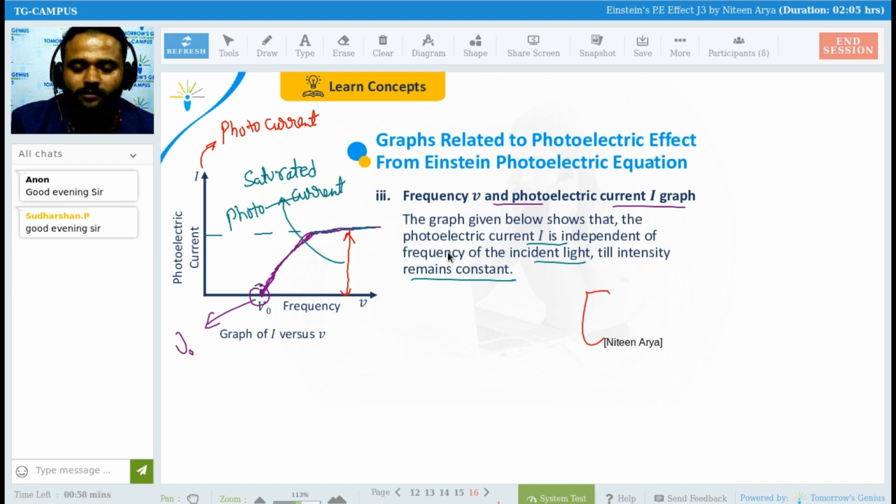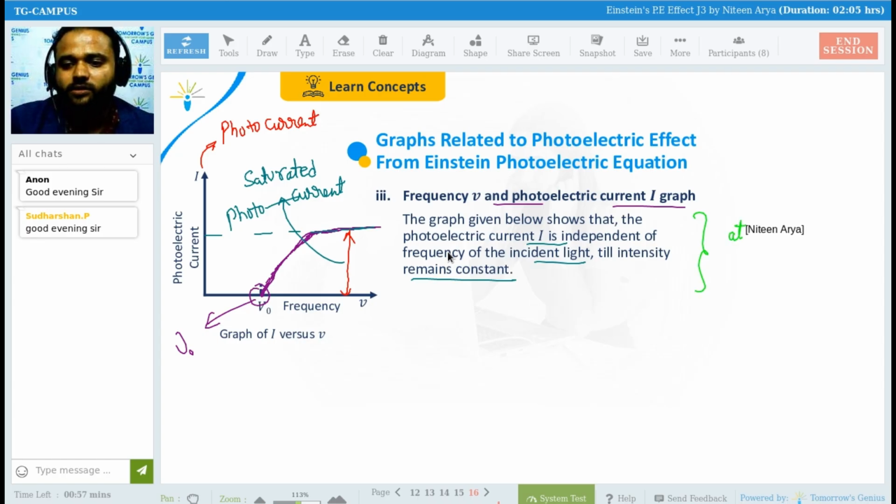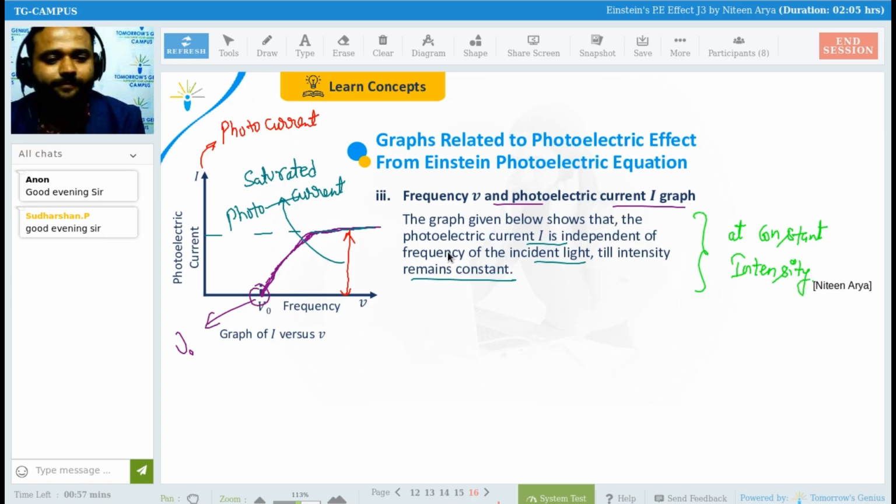So everything you can see here is at constant intensity. Got it, everyone?